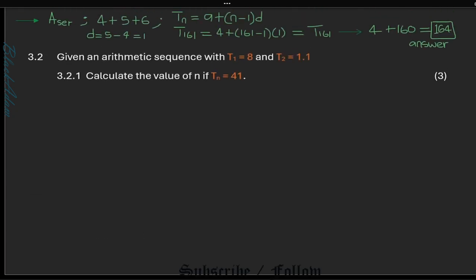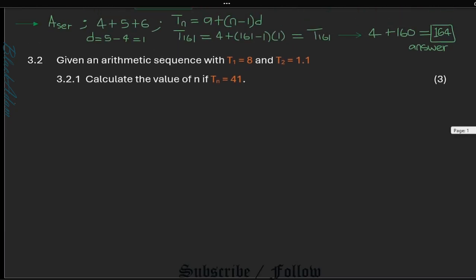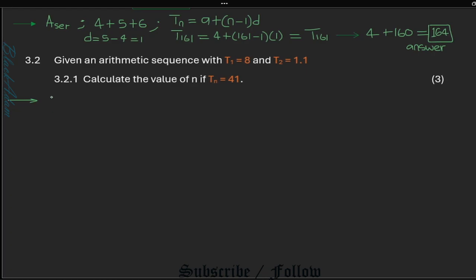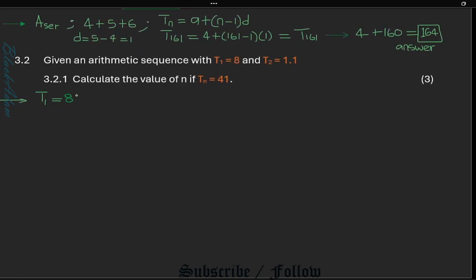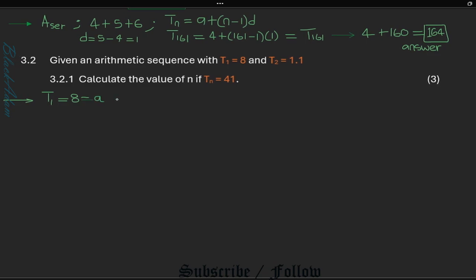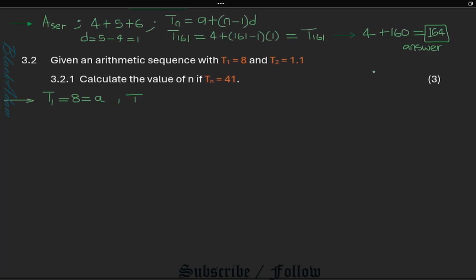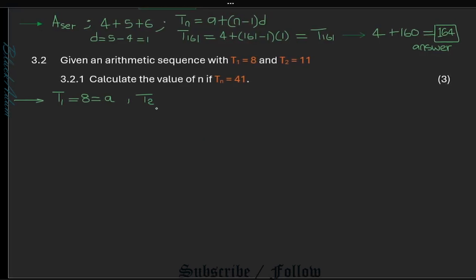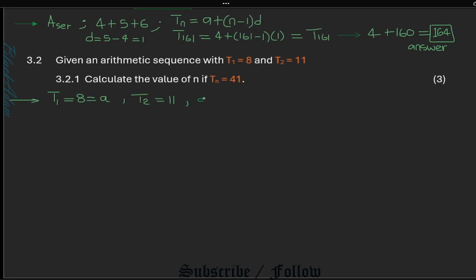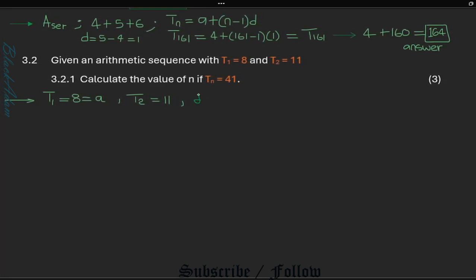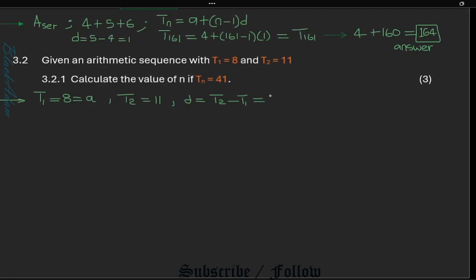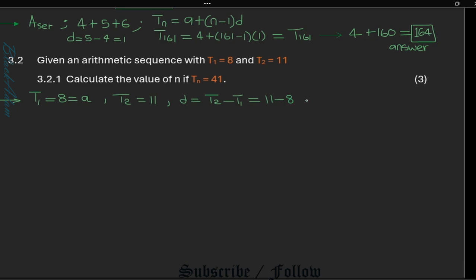So we move on to another question. The question says, given an arithmetic sequence, T1 is 8, T2 is, I said 1.1, it's supposed to be 11. T1 is equal to 8, and that's supposed to be 11 there. So T2 is going to be 11, and then we have d there. Difference is T2 minus T1. So that is going to be 11 minus 8, giving us 3.